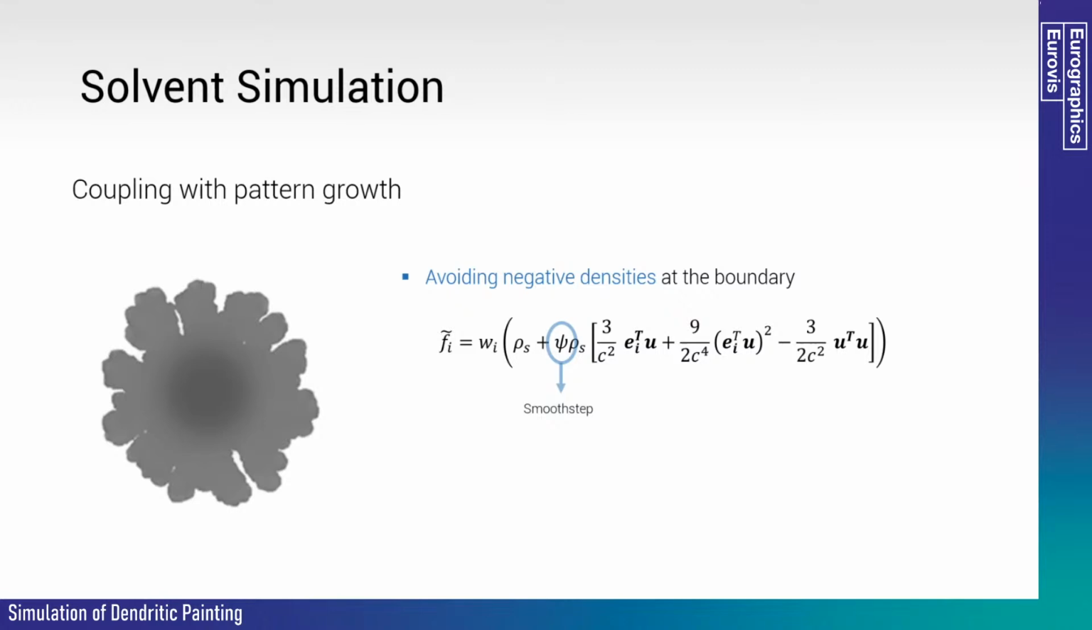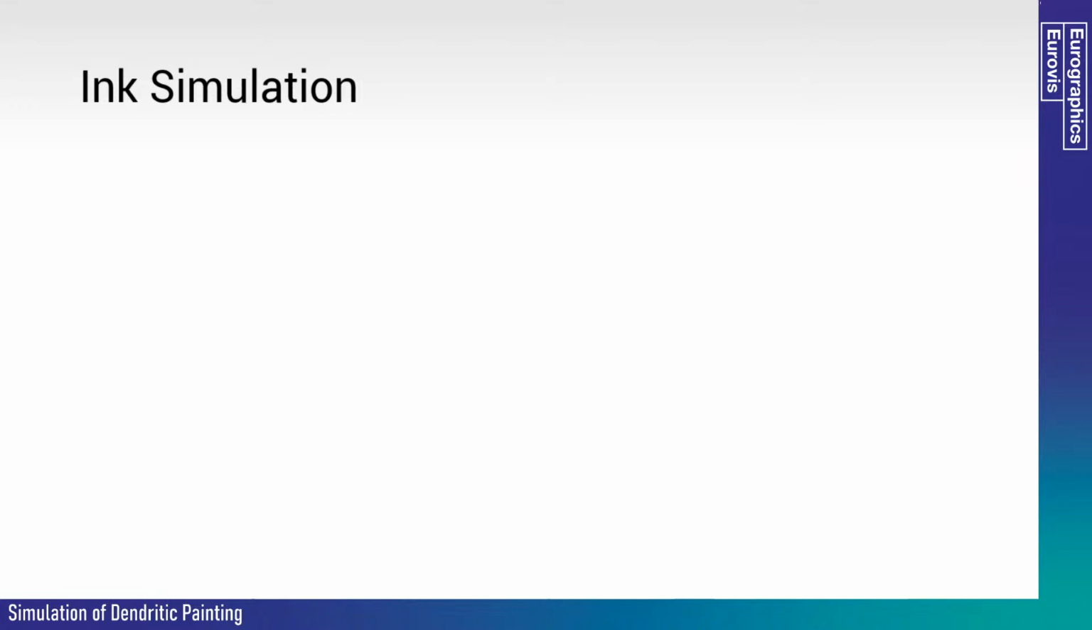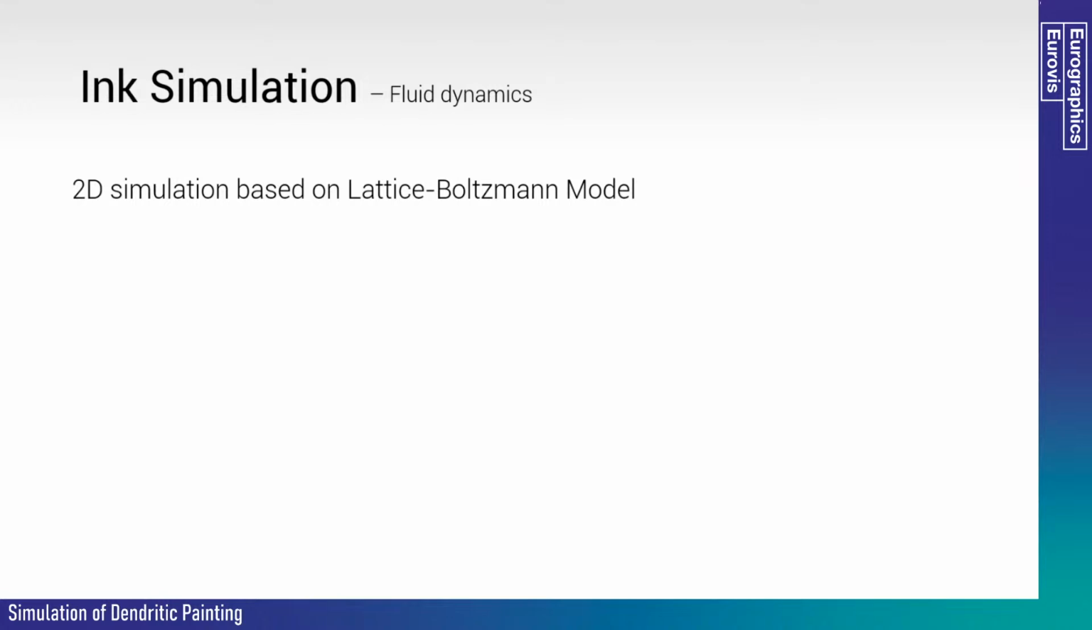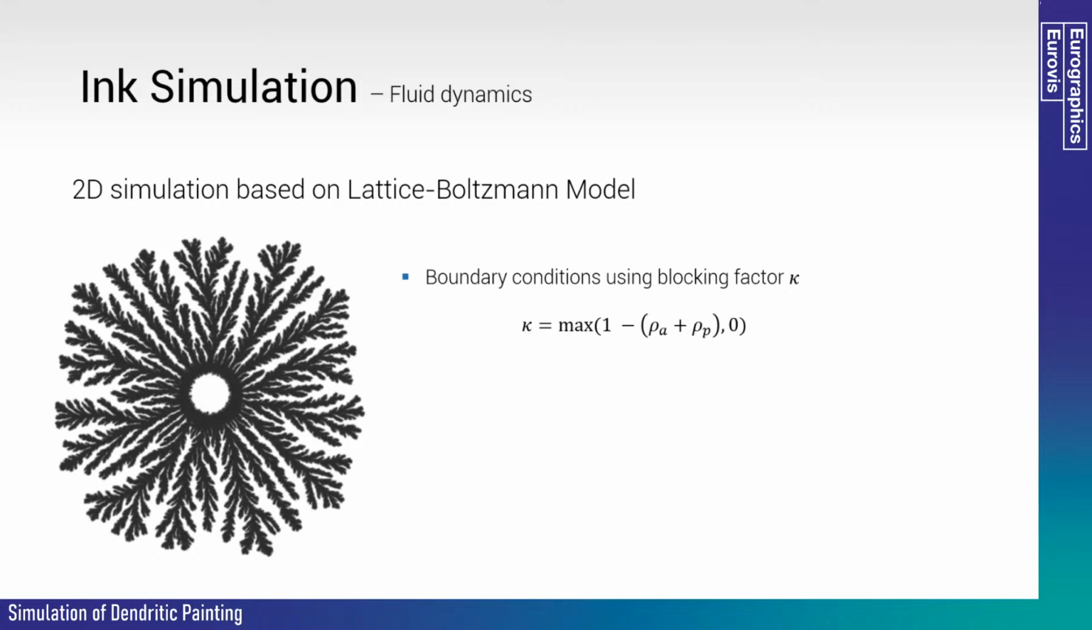Finally, we are going to analyze the third layer, responsible for the ink simulation. In the same way as the solvent layer, this layer performs a 2D fluid simulation based on the Lattice-Boltzmann model. In this case, we set our blocking factor for boundary conditions to a function that depends on the pattern density, allowing the ink to flow only in this region.